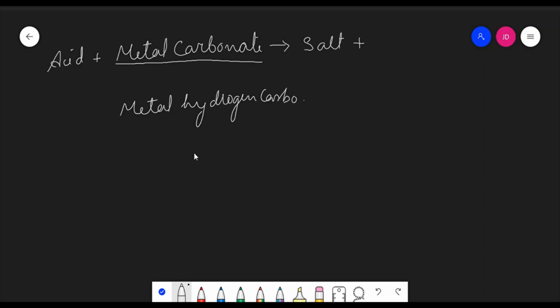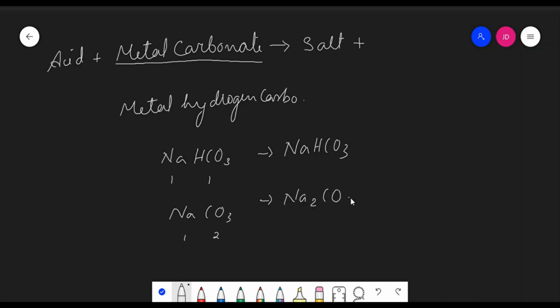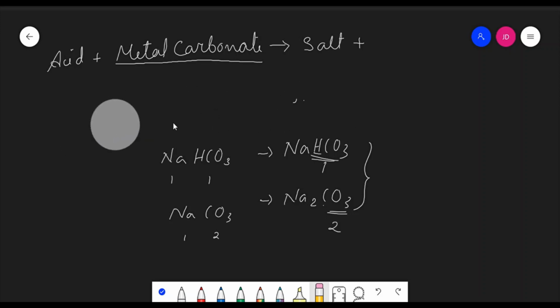It will be HCO3 having valency 1. So here it will be Na1, Na1. So NaHCO3. If it was Na and CO3, valency 1 and valency 2, cross it, it would have formed Na2CO3. They're very similar. I hope you get it. In one, H is present, so the valency becomes 1. Here no H is present, so valency remains how much? 2. So here let's see what the reactions will look like when we react acid with metal carbonates.